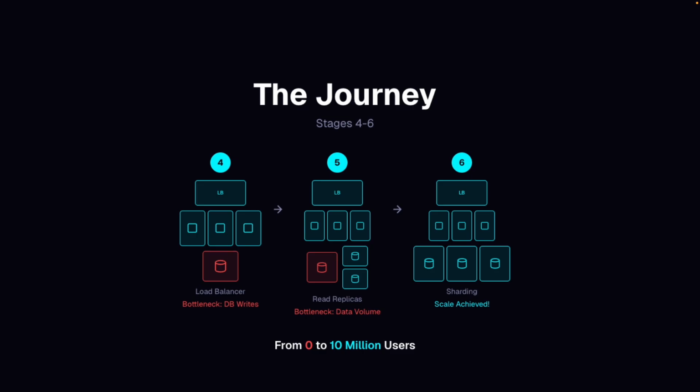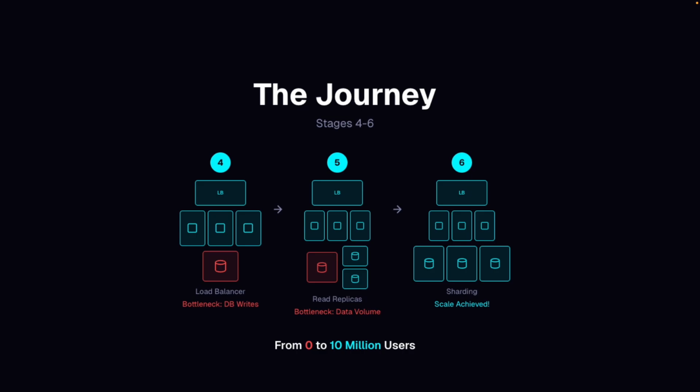Now the app server is the bottleneck. It can't handle the connections. So the fix, we go horizontal. We add a load balancer and spin up 10 servers. Because we are stateless, we can scale this to 100 servers if we want. Now the scale increases to 2 million users.